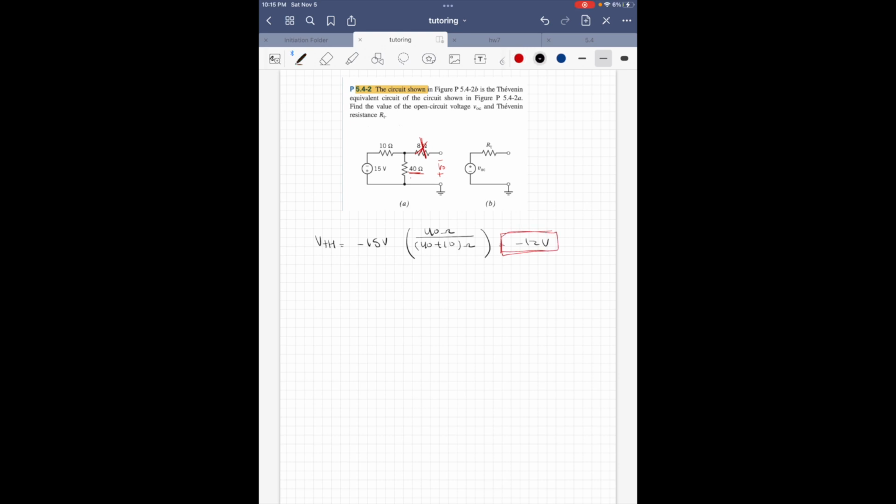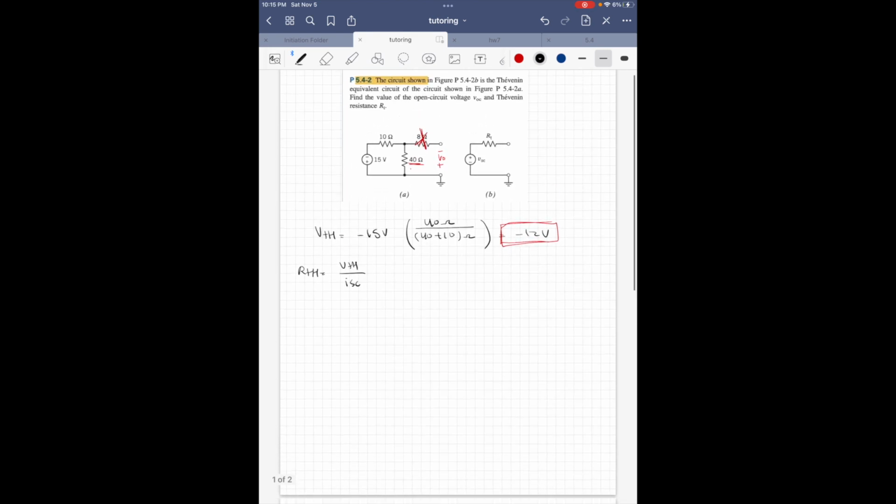Now we need to find the Thevenin resistor, which again is equal to the Thevenin voltage divided by the short circuit current. Now, how can we find the short circuit current? Basically, again, we're going to short circuit this circuit right here, and we're going to try to find this current. Now, how do we find this current? There are many ways in which you can find this current. I'm going to use the mesh method. So here I have mesh 1, here I have mesh 2.